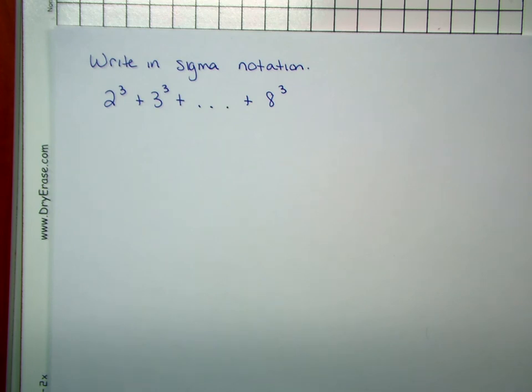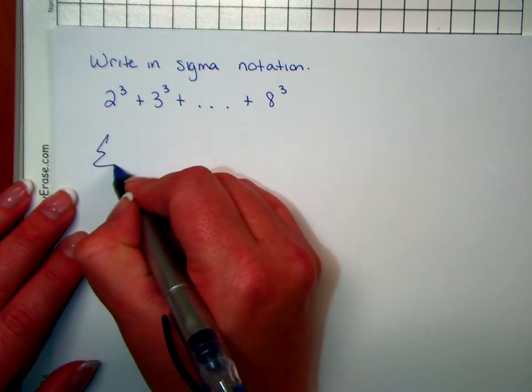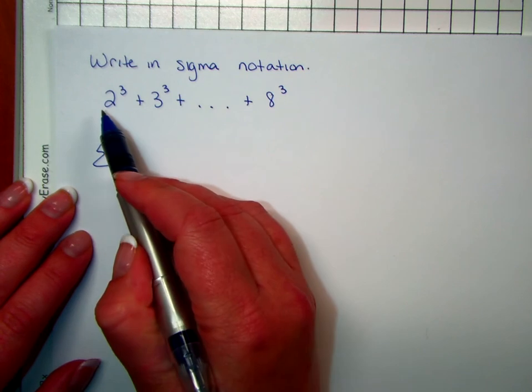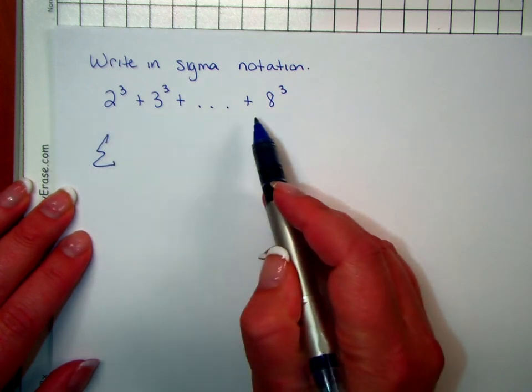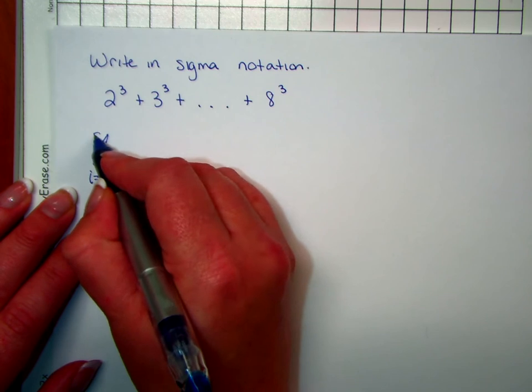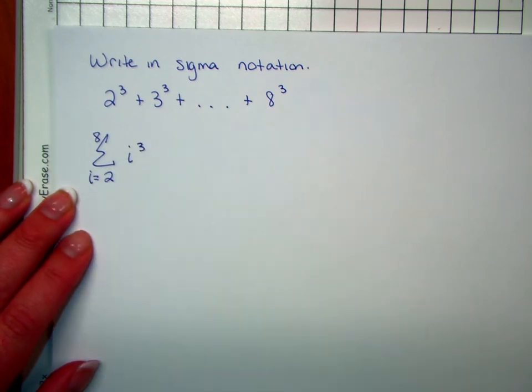So what do you think? We're just cubing the base number, right? So we're going to do the summation. We're going to start at 2 and end at 8, right? So I equals 2 to 8 of I cubed. That would work, all right?